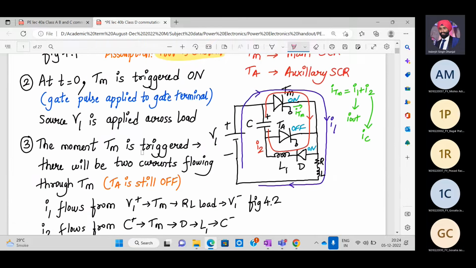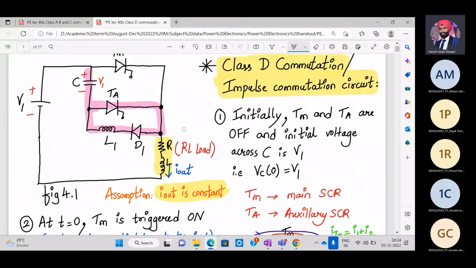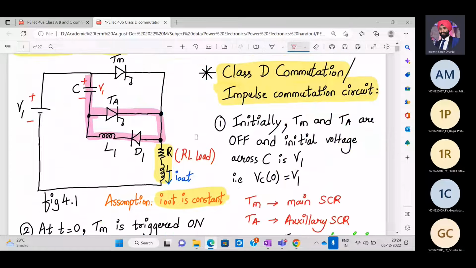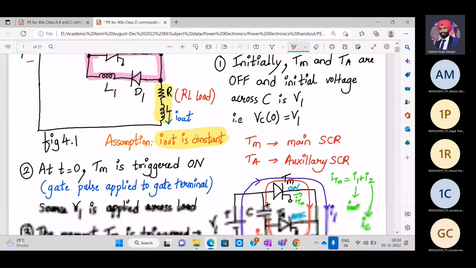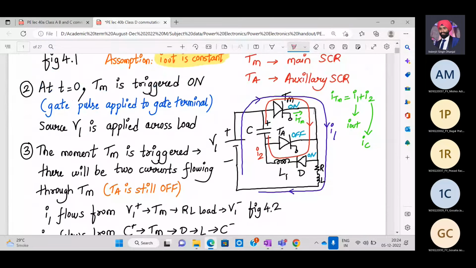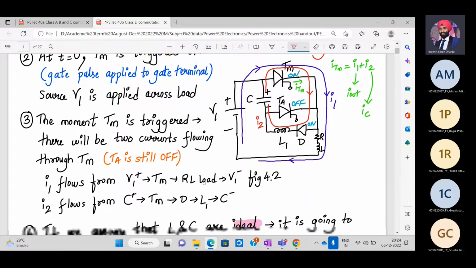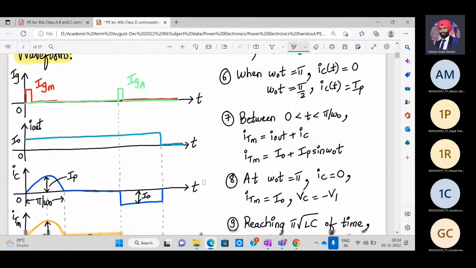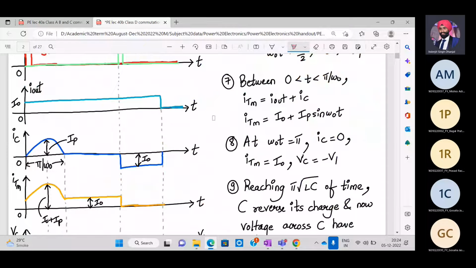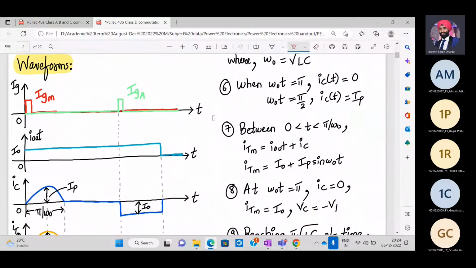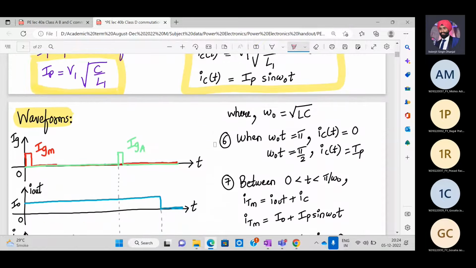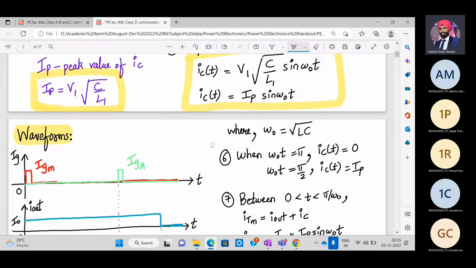So far so good. So what we have discussed is that TA is turned on, TM is turned on, and there are two currents in the circuit. One is flowing through the diode, L1 and C, the other is flowing through the V1, TM, and RL load. All right. Then we'll discuss the waveforms a little later, when we complete the analysis. So when omega naught t is equal to pi.